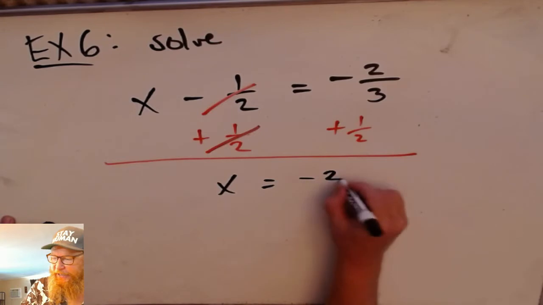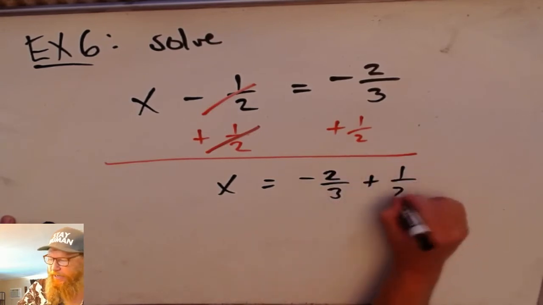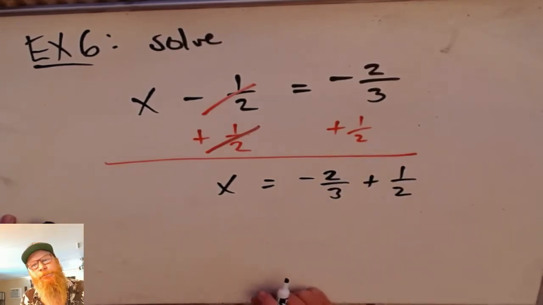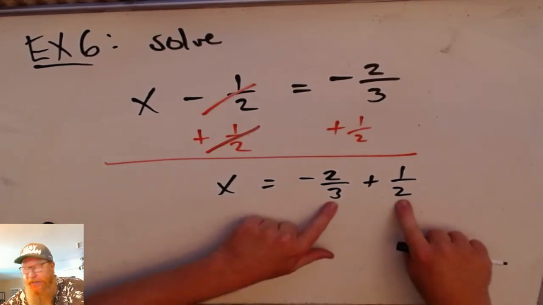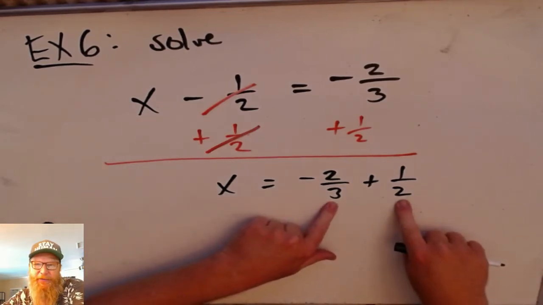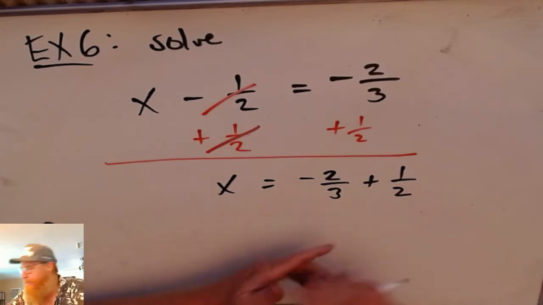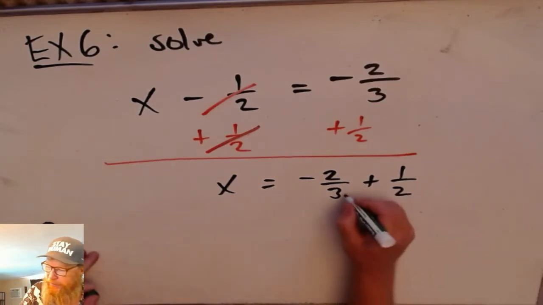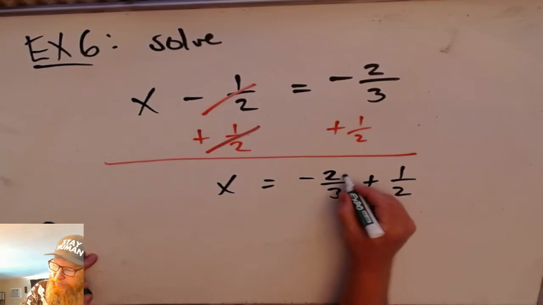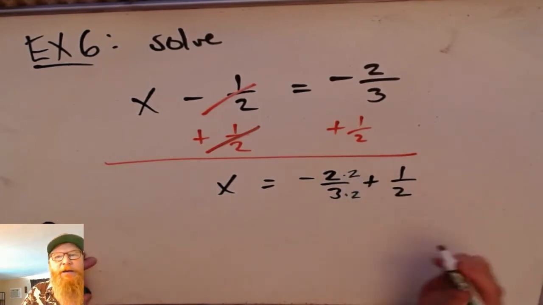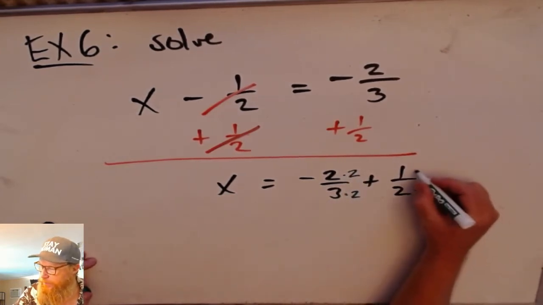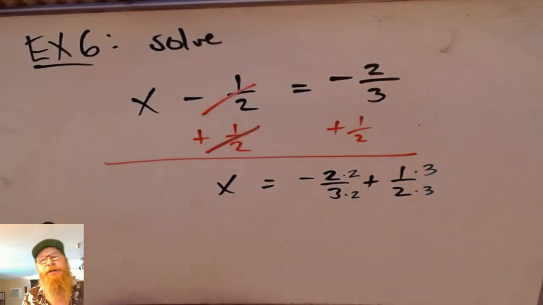So I've got -2/3 plus +1/2, like that. Again, the denominators are prime numbers, and they're not the same prime numbers, so I need to multiply them by each other. So this one I'm going to times it by 2, top and bottom. And this one I'm going to multiply by 3, numerator and denominator.